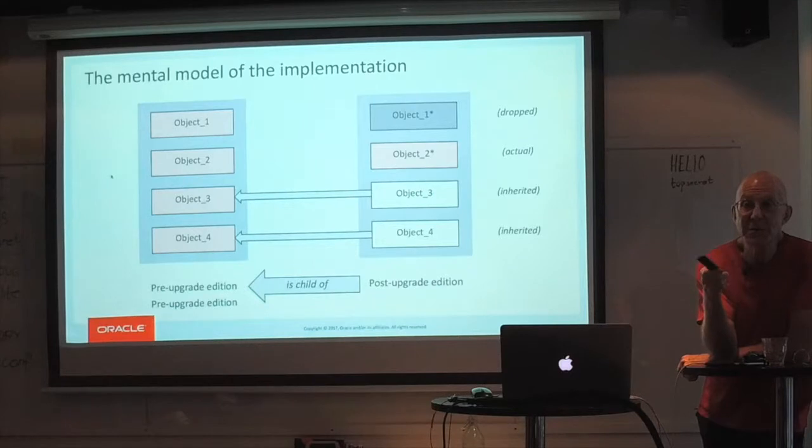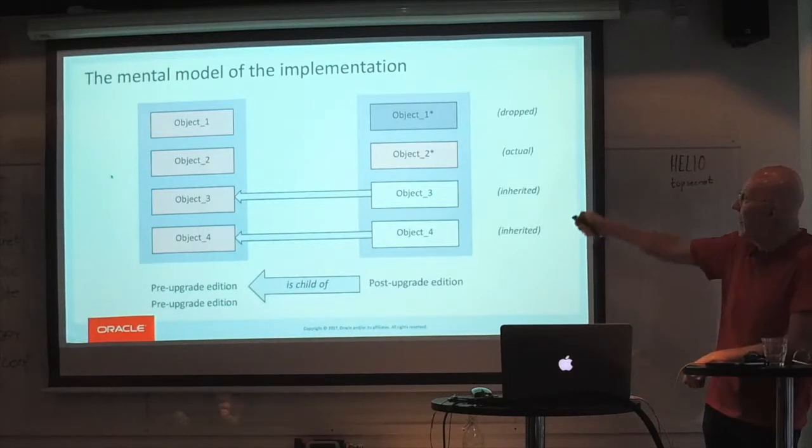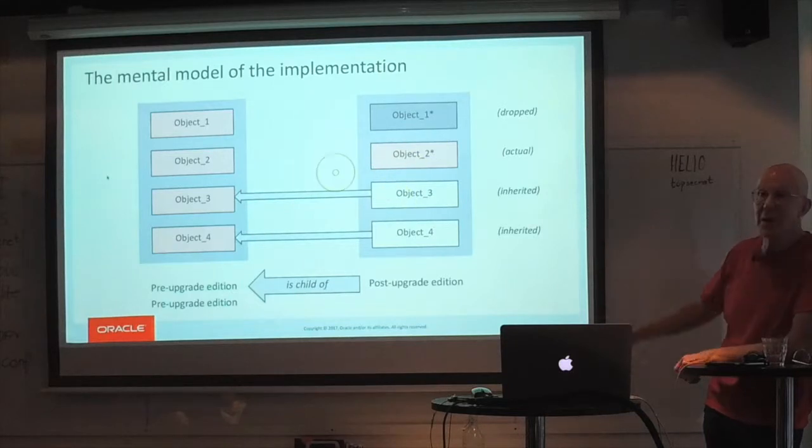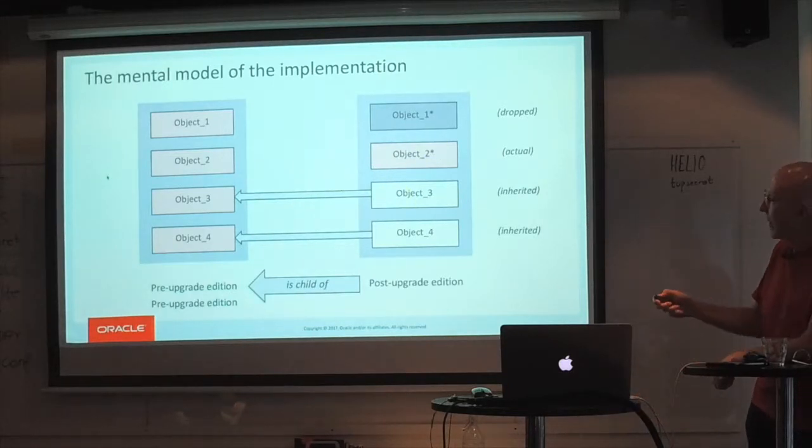I'm going to introduce you to the concept of consequential actualization. So all we've seen so far is deliberate actualization. I wanted to change object 2, so I did it, right? Create, replace.